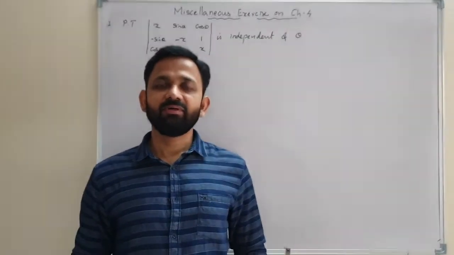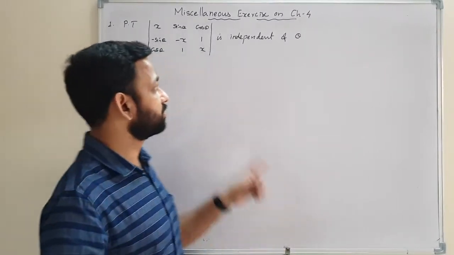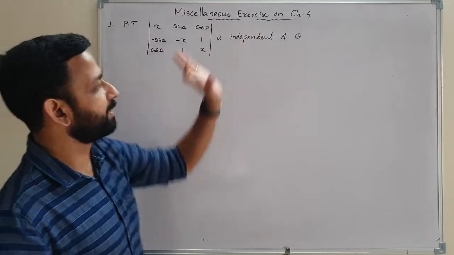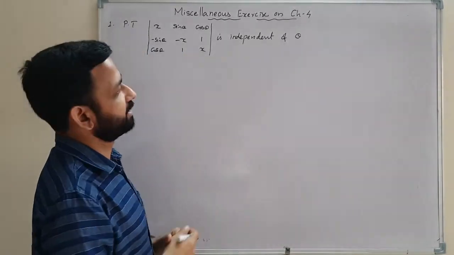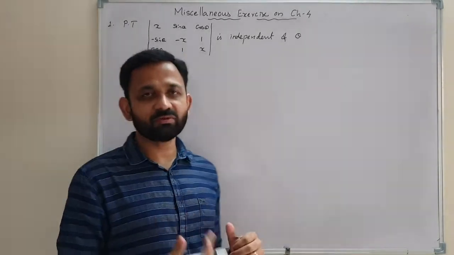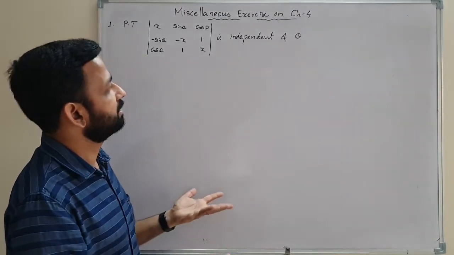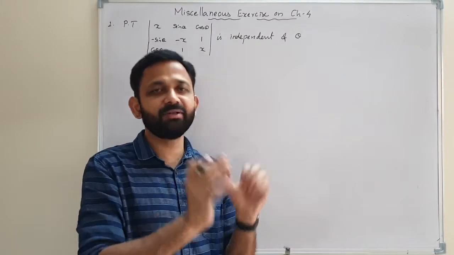Today we will do a miscellaneous exercise of chapter 4 determinants. Question number 1. Prove that determinant is independent of theta. We need to find the value of the determinant by using properties of determinant or by normal way, by expanding. We can find the value of the determinant and that should be independent of theta.